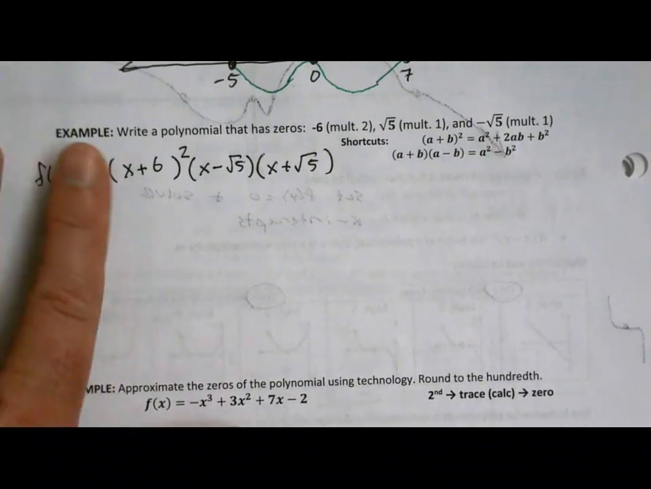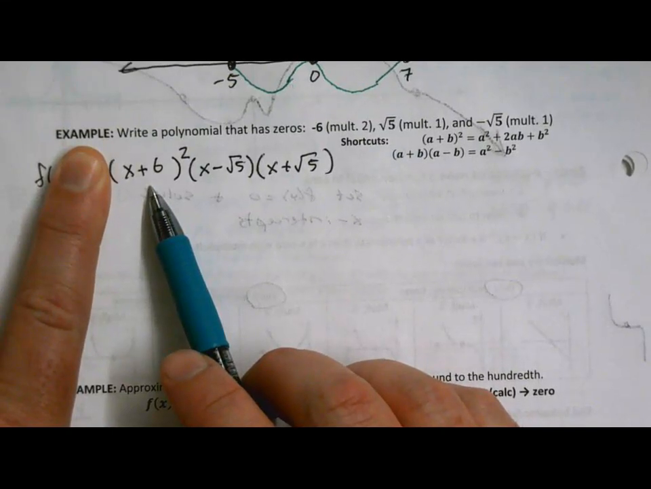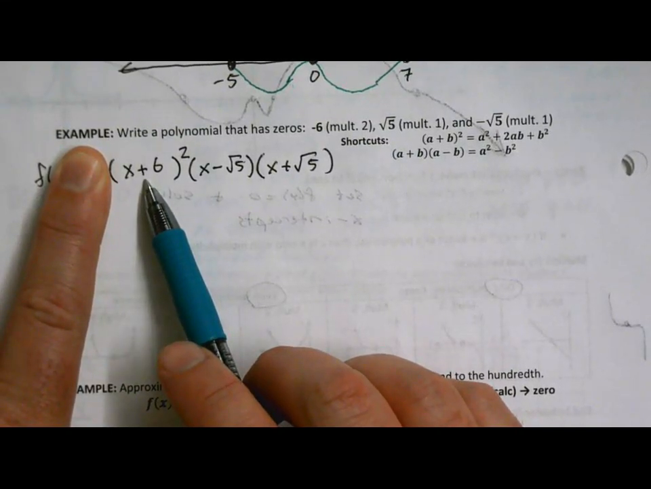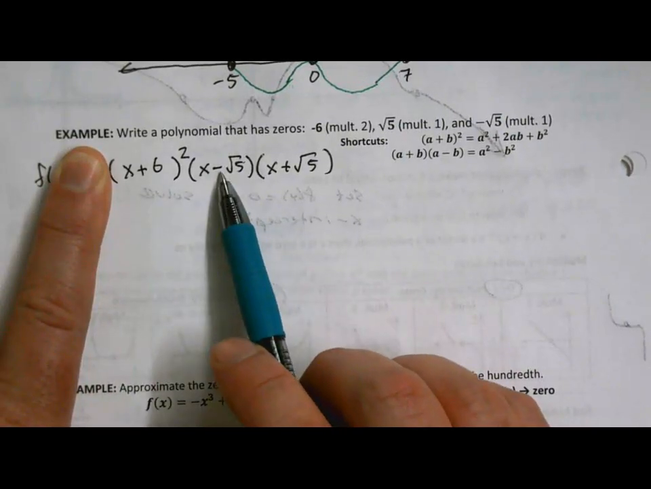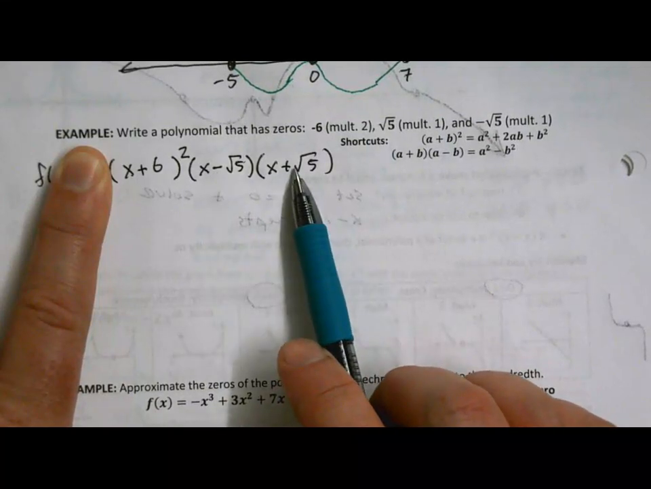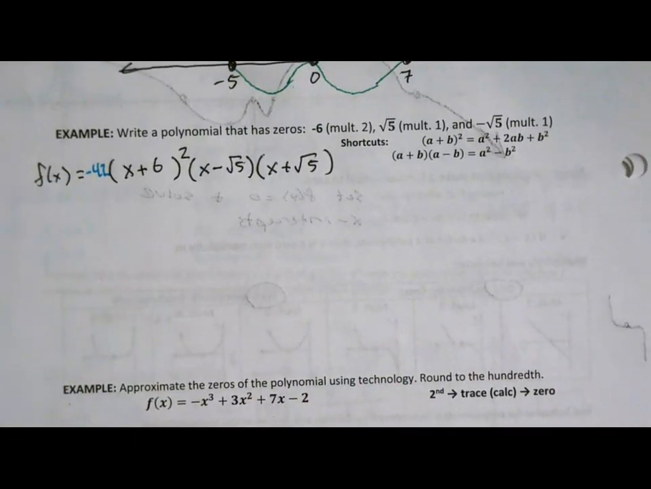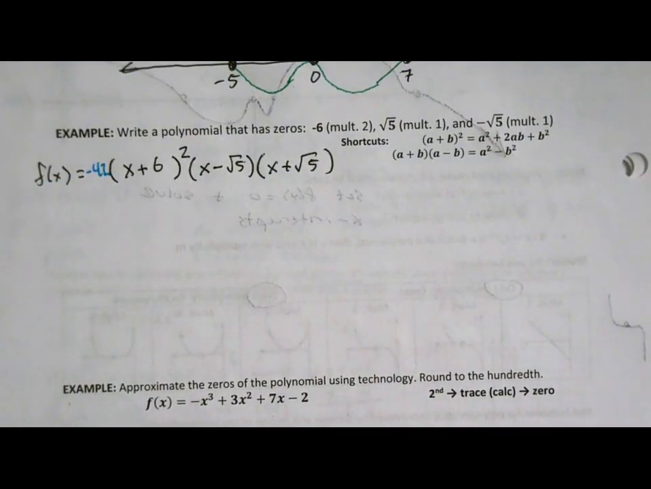So think about this original function. Can you look at this and see, okay, yeah, it's going to be bouncing off the x-axis at -6. It's going to cross at root 5 and cross at negative root 5. When I multiply it by negative 42, think about what transformation that is accomplishing. The negative is going to make it do what? It's just going to flip over.